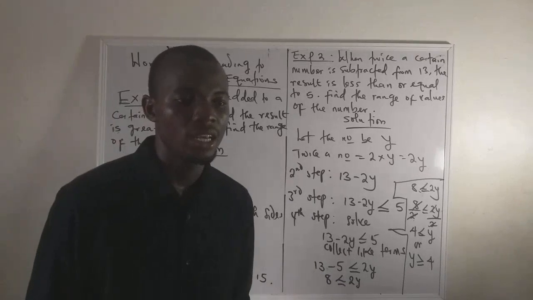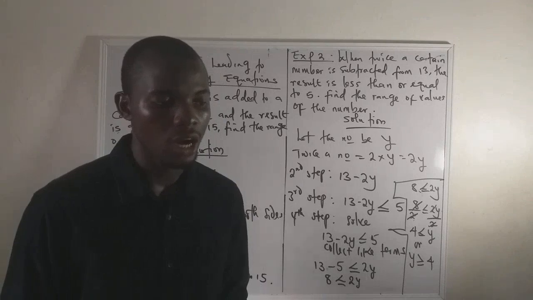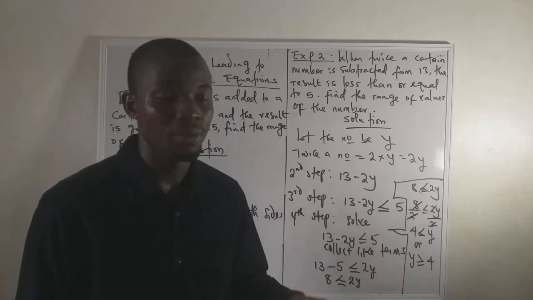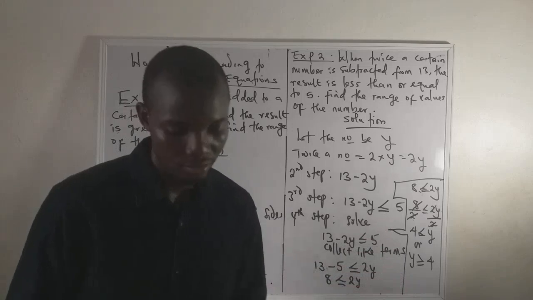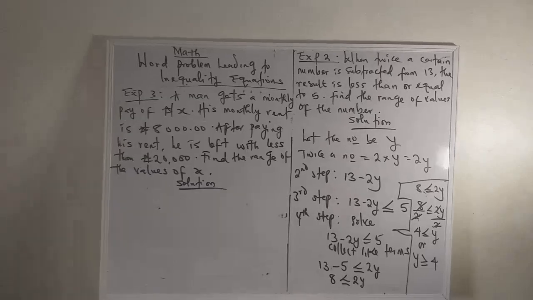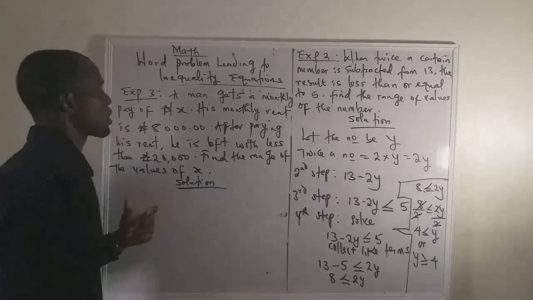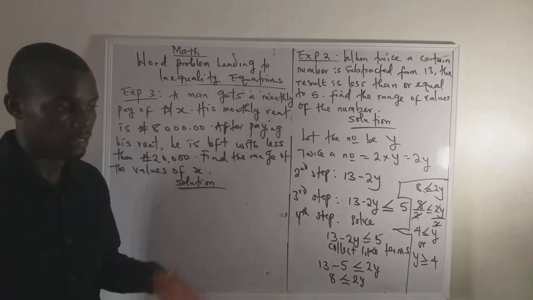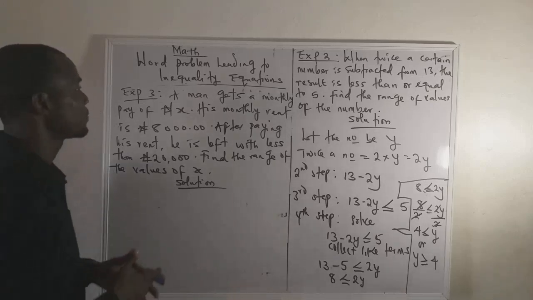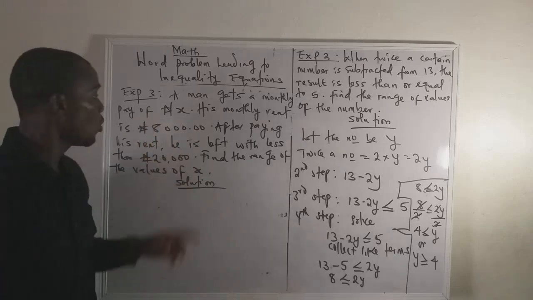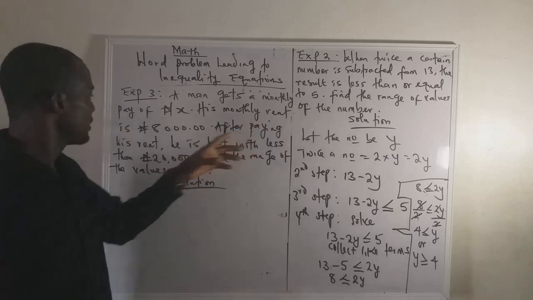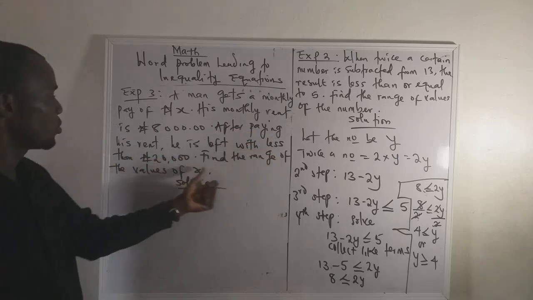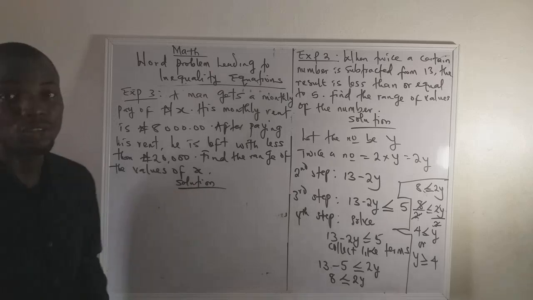I want to add a question which came out in a past Beckett examination. Like I told you, this is a model question. This is a past question in the Beckett examination, Lagos in particular. A man gets a monthly pay of X naira. His monthly rent is 8,000 naira. After paying his rent, he is left with less than 20,000 naira. Find the range of the values of X.